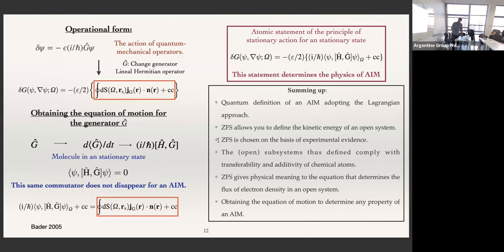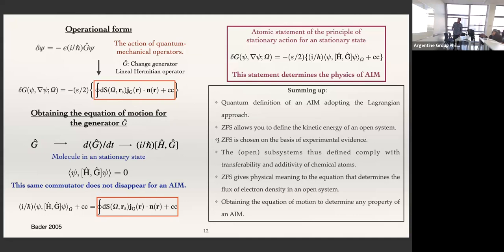And the last step is, Bader takes this equation and this one and equates them, and obtains this equation that is the atomic statement of the principle of stationary action for a stationary state. And this equation satisfies the Schrödinger equation in the postulates of quantum mechanics. And according to Bader, this statement determines all the physics of an atom in a molecule.